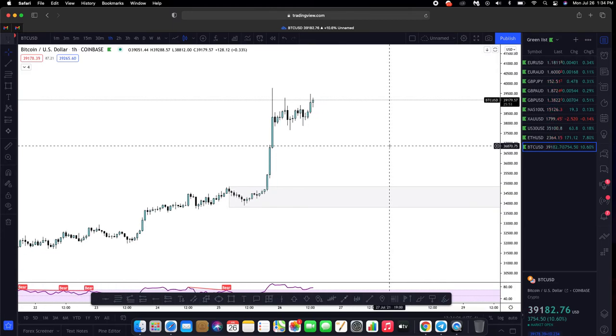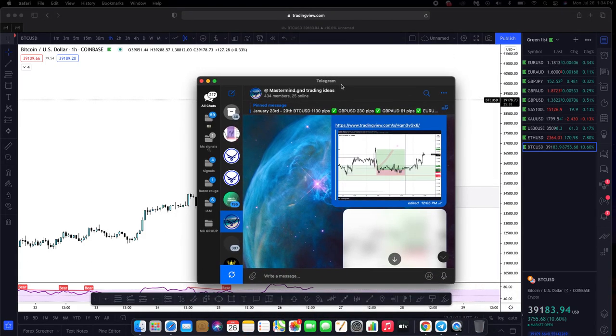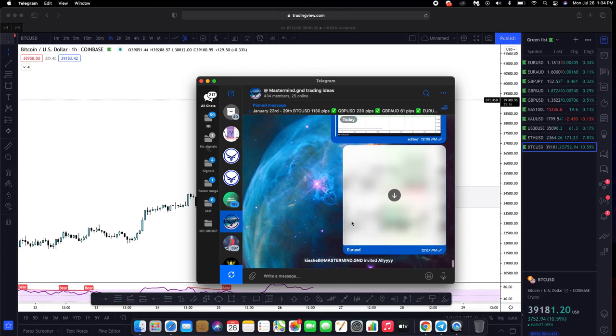I hope you could look at this and use your own technical analysis. And hopefully this week you catch some good trades. Stay tuned to the Telegram chat, the Telegram ideas. If I get into any of these trades, I would send them in this chat, right?